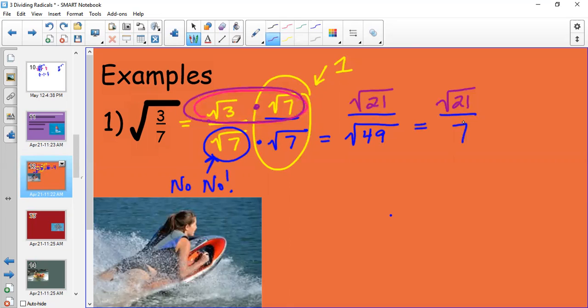Now some people try to simplify 21 with 7 and say that this is 3 over 1. We can't do that because 21 is inside, whereas 7 is outside the square root. We can't simplify inside with outside. So this one is already the answer. It's the square root of 21 over 7. So it's finished.